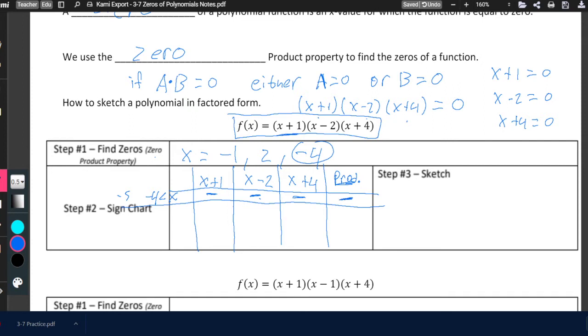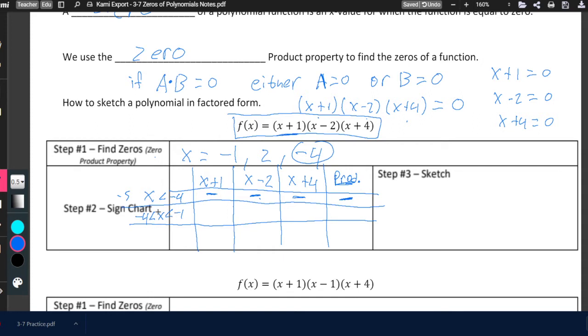Then we do our next range. I'm sorry, I wrote this in the wrong order. So x is less than negative 4, that is the correct order. Then we'll have negative 4 is less than x is less than negative 1. We always go from smallest to largest because it just helps us with our sketch later.